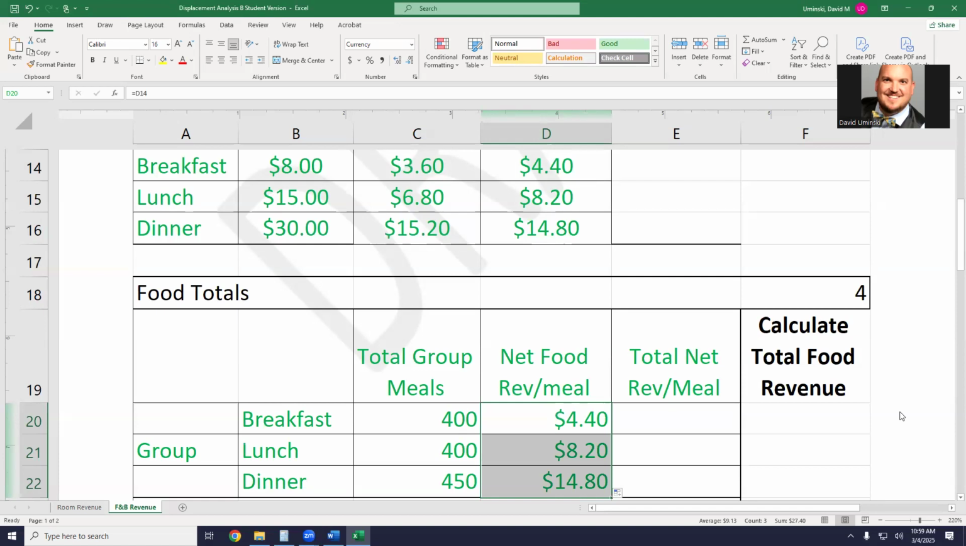So we're going to pull those net food revenue per meal. So every breakfast that we serve, we're going to get $4.40 because remember we subtracted the cost out of that breakfast. Okay. So our total net revenue, we simply multiply 400 times our net revenue per meal for breakfast and lunch. And then for dinner, it's gonna be that 450.